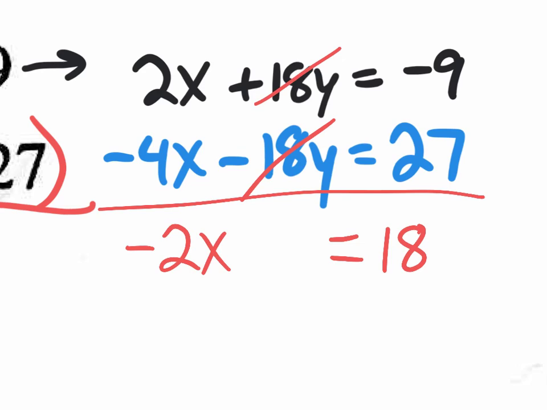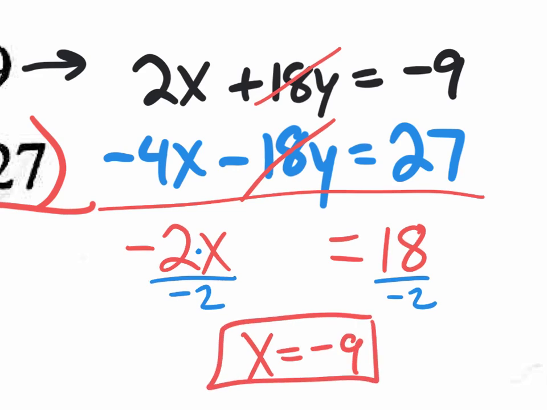Correct? Yeah. So this new red equation is a simple one-step equation that we could all solve. So we're going to change that multiplication of -2 to a division of -2. And what you do to one side, you do to the other side. And we will get x equals -9. And that's one answer.